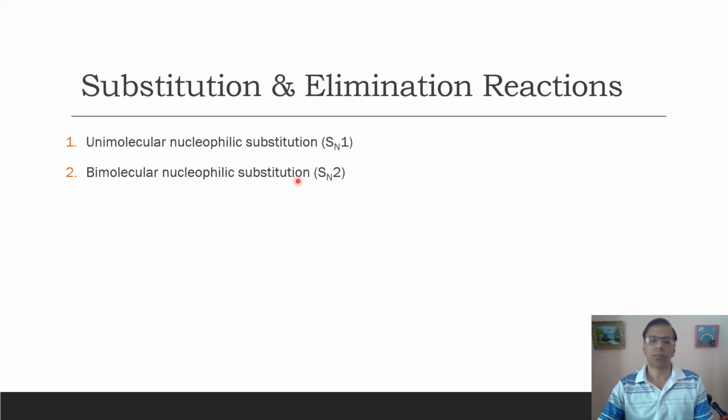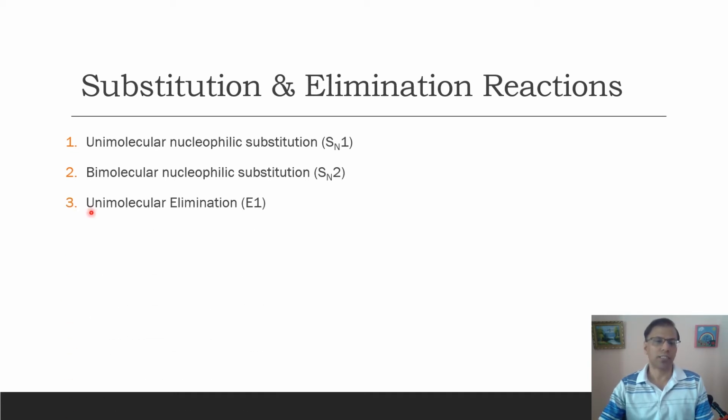Bimolecular nucleophilic substitution is designated as SN2, where S stands for substitution and N for nucleophilic, and 2 stands for bimolecular. In this case, it's bimolecular because 2 molecules are involved in the rate determining step.